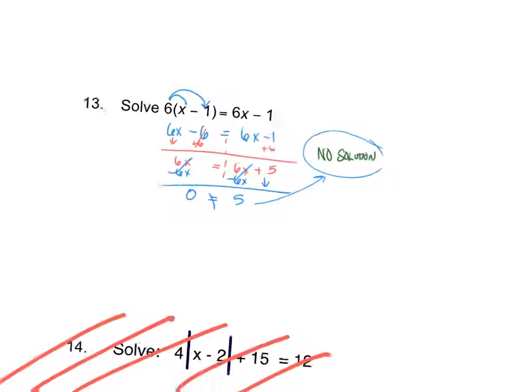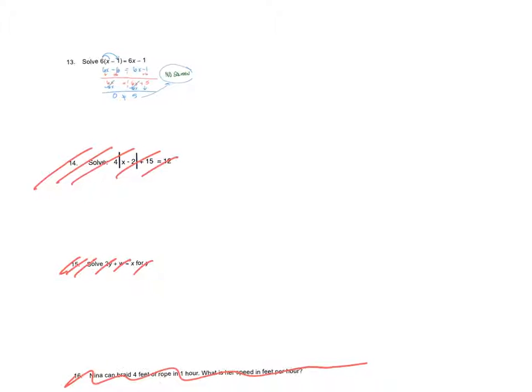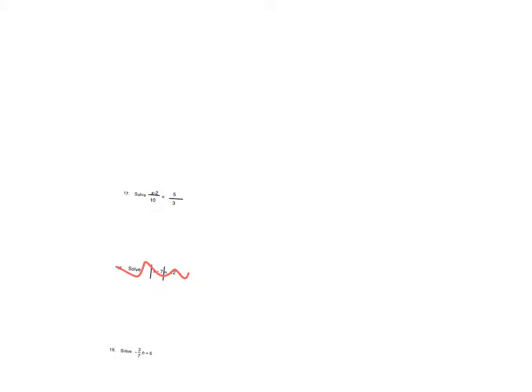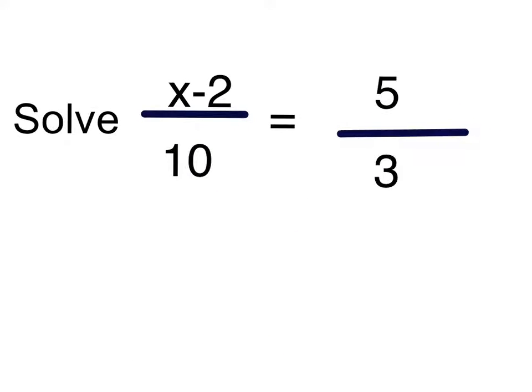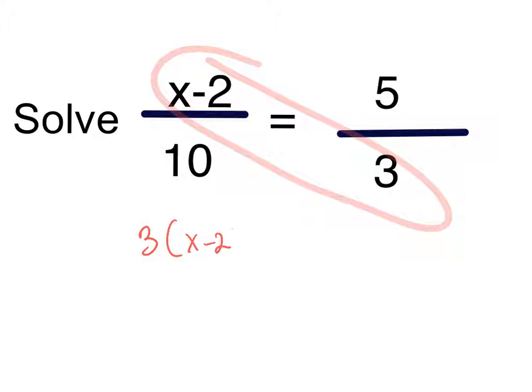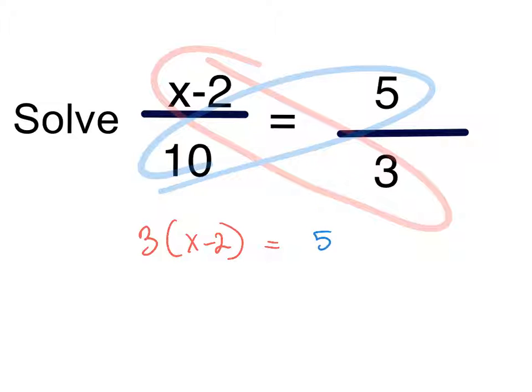Okay, let's go to the next page because these questions on this study guide are for the full Chapter 1 test, not for the quiz that you have next week. All right, so this is another proportion. That means that we are going to cross multiply. And we get 3 times x minus 2 is equal to 10 times 5, which is 50. Now we distribute and we get 3x minus 6 is equal to 50.